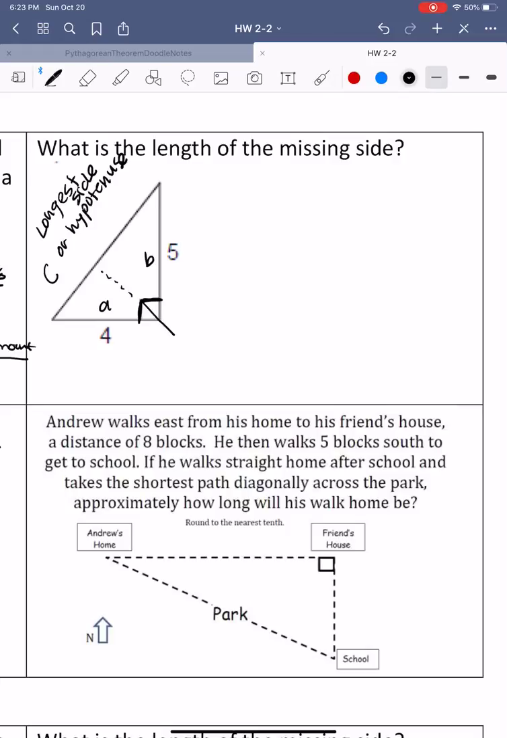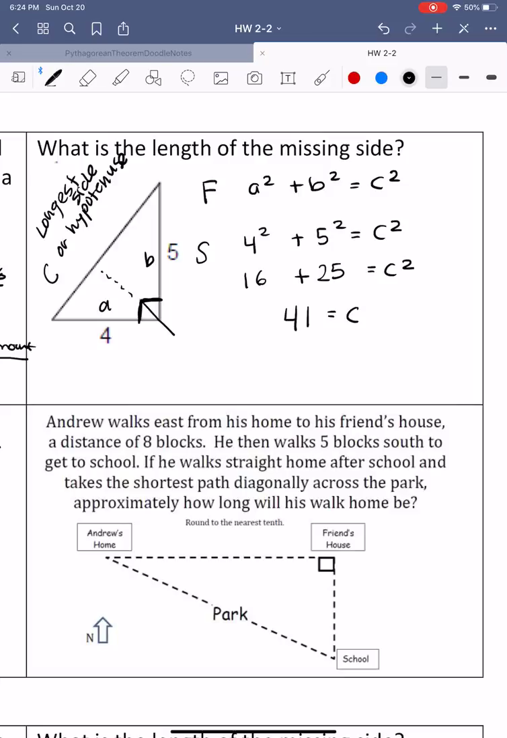I like to label the shortest one A, but once again, we have our formula: A squared plus B squared equals C squared. As I substitute these numbers in, I'm going to have 4 squared plus 5 squared equals C squared. And as I simplify, we're going to have 16 plus 25 equals C squared. When I add those two up, 16 plus 25, we'll be left with 41 equals C squared.